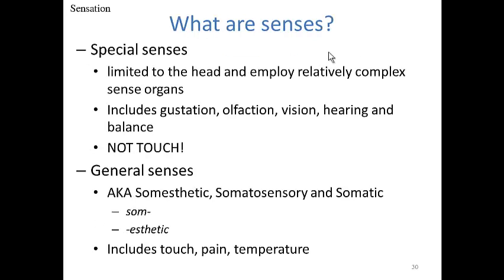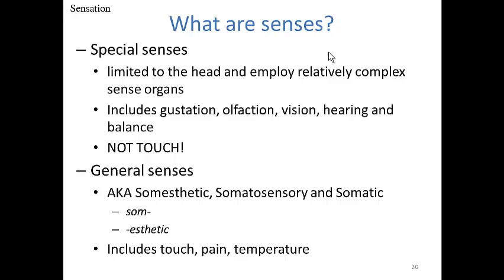So we'll first talk about how the cerebral cortex is involved with senses. There are two main groups of senses in the human body, special senses and general senses. Special senses are limited to the head and they employ complex organs. They include gustation, which is taste, olfaction, which is smell, vision, hearing, and balance. Touch is not considered a special sense. So I know K through 12 education teaches children that touch is a special sense, but from a human anatomy and physiology perspective, touch is not considered to be a special sense.